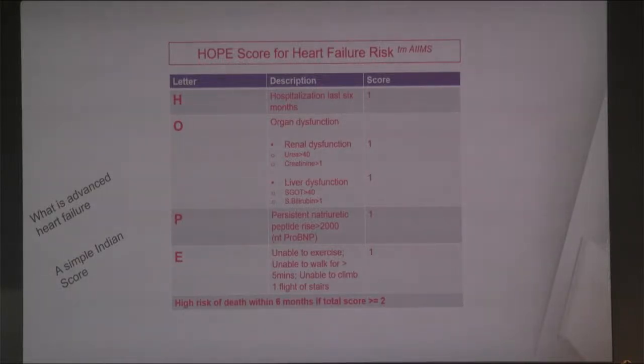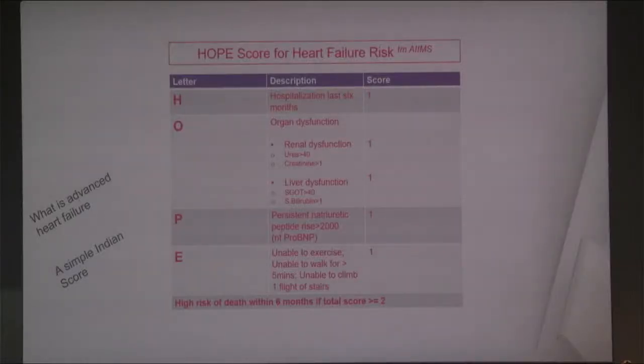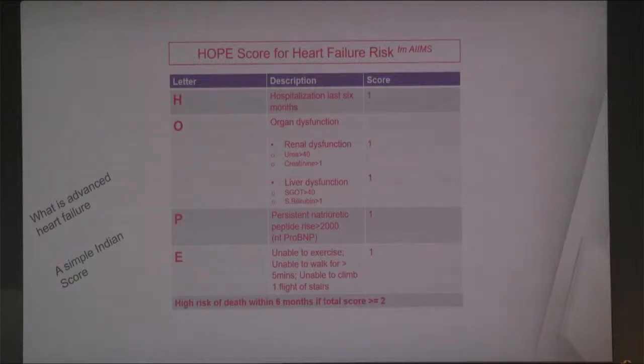So what we have tried to do at AIIMS is, we have had a database of more than 200 patients. We have created a very simple score which you can even run in your OPD. This is what we call the HOPE score. In that, there are just four parameters. Hospitalization in the past 6 months for heart failure; any persisting organ dysfunction, so if there is persisting renal dysfunction because of heart failure, or persisting liver dysfunction because of heart failure; if the BNP or the NT-proBNP is staying above 2,000, that means even when you've given your best heart failure therapy, it's staying above 2,000; and the patient is unable to exercise. Just two simple questions. Can you climb up one flight of stairs? Are you able to walk for 5 minutes? If you're not able to do that, that's a positive indicator.